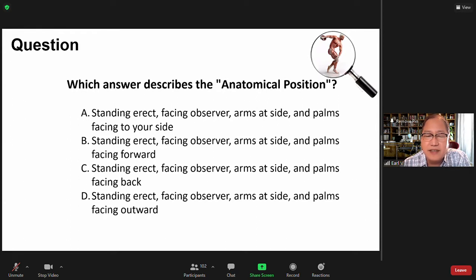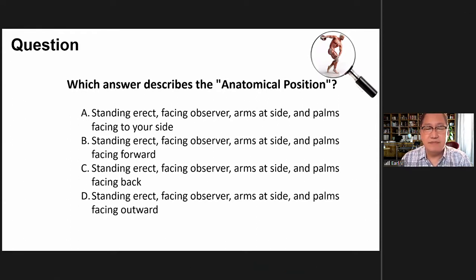Yes po, Doc. What's the answer, Reina? Letter D po. Okay. Facing outward. Ito, letter A. Let's try to review. Standing erect, facing observer, arms at side, and palms facing to your side. Parang mali, no? A and D, di pala. Standing erect, let's answer D. Standing erect, facing observer, arms at side, and palms facing outward. Saan yung outward? Reina.